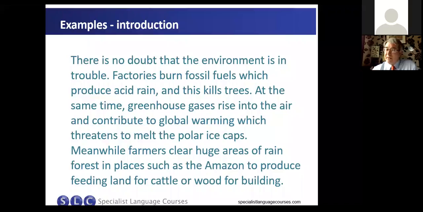It goes on, "Meanwhile," so this is another way of saying at the same time. So, "Meanwhile, farmers clear huge areas of rainforest in places such as the Amazon to produce feeding land for cattle or wood for building." That's a deceptively complicated sentence. It looks like about 20 words, but it says a great deal. This is not like some of your sentences because this is all pertinent. There's no looping. There's no redundancy.